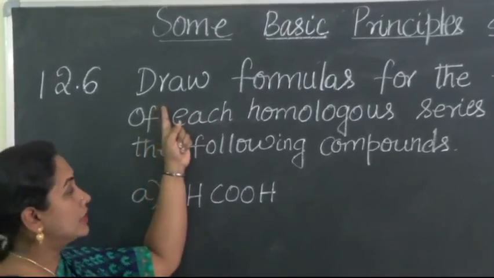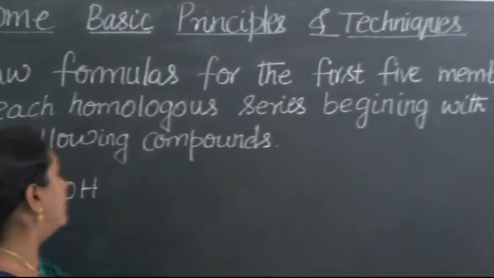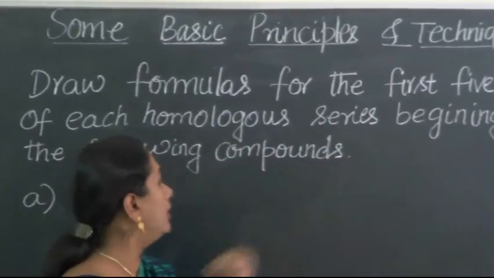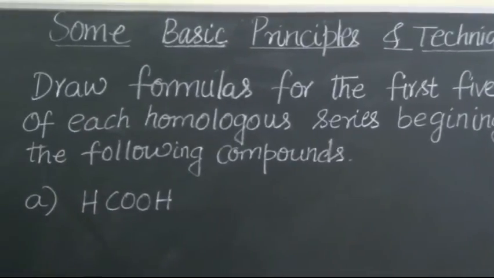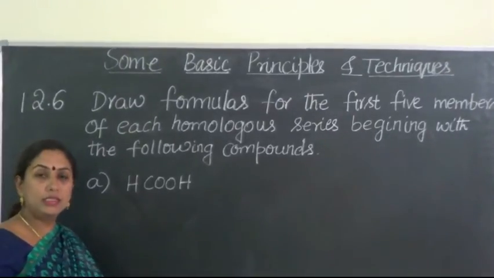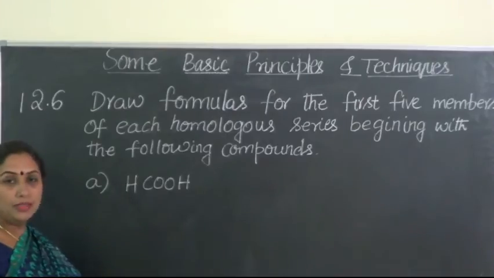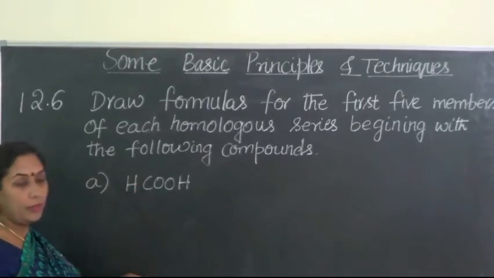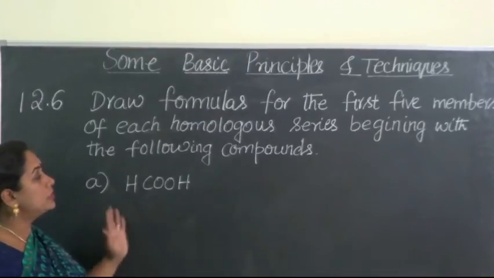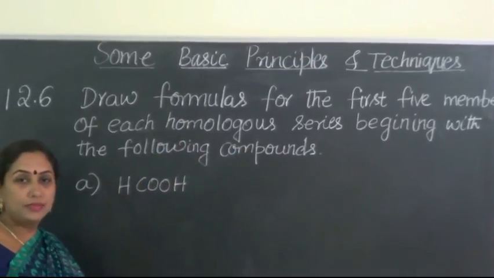Now let us discuss the next question 12.6. Here they are asking us to draw formulas for the first 5 members of each homologous series beginning with the following compounds. They have given one of the compounds in that particular homologous series, and they want us to write the first 5 members. That means the preceding 4 members, the following members, and then we are also supposed to name them. Homologous series is the clue for us.